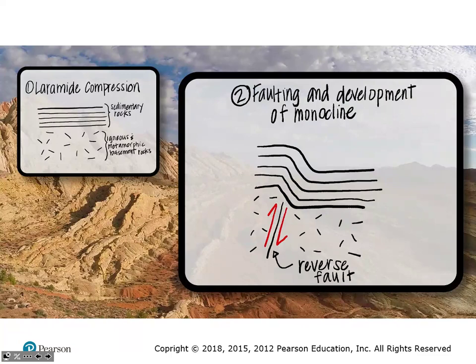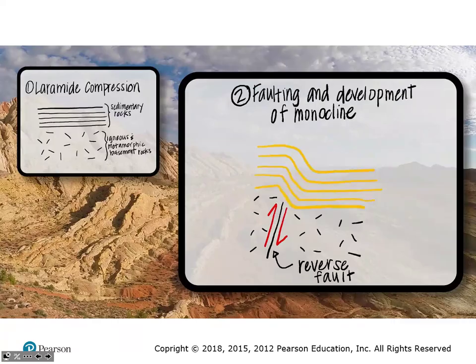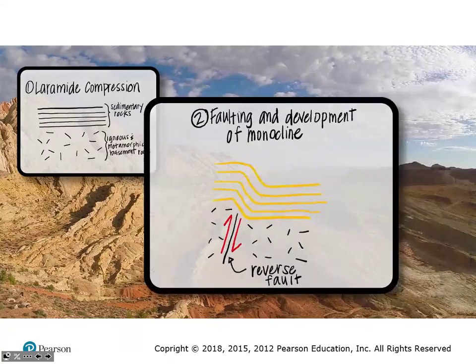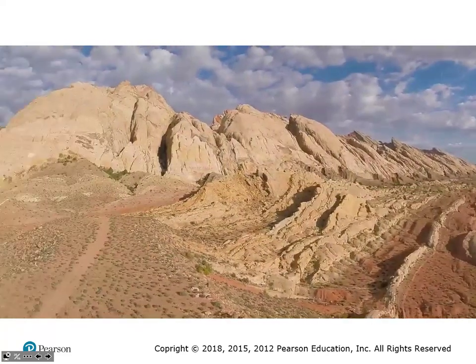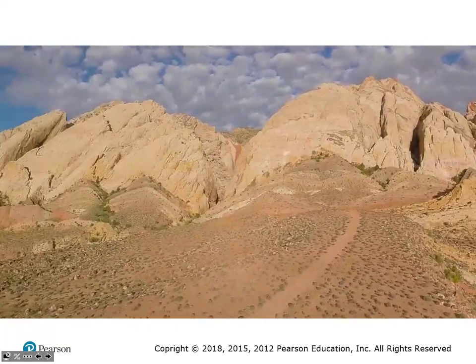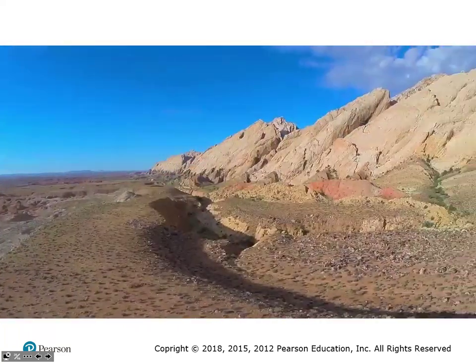As blocks of basement rock were displaced upward, the overlying sedimentary layers, which were originally deposited horizontally, were folded to produce a monocline. Since the Laramide orogeny, erosion has removed several kilometers of rock, exposing the interior of the monocline. A monocline is a large step-like fold in otherwise horizontal sedimentary rocks. Let's look along this part of the monocline. As you can see, these are large regional features and we are only seeing one small part.